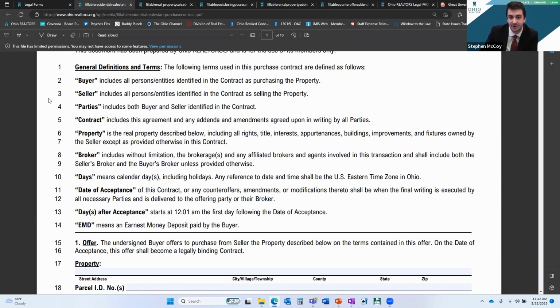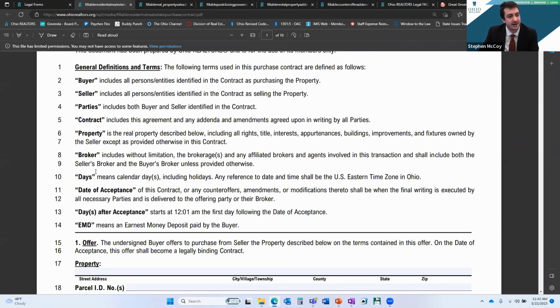We do this for a couple of reasons. A, to simplify, but also so that everyone's on the same page as to what the meaning of these terms are. So for example, you might see the singular form buyer when there's multiple buyers, and we meant to include that the term buyer and seller includes all persons or entities that are purchasing or selling the property. So really, for simplicity's sake, we wanted to put that as buyer and seller in the singular form.